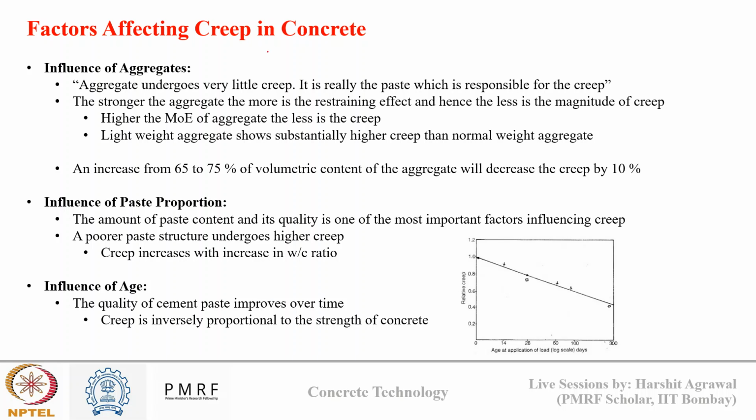Okay, so if we see from material point of view, first is the aggregate. Aggregates undergo very little creep. Okay, it is the paste that is responsible for creep. Why? Because aggregates are stiffer in nature, while paste is weaker in nature. So we saw the MOE profile of stress versus strain. Aggregate has higher stiffness, paste has smaller stiffness.